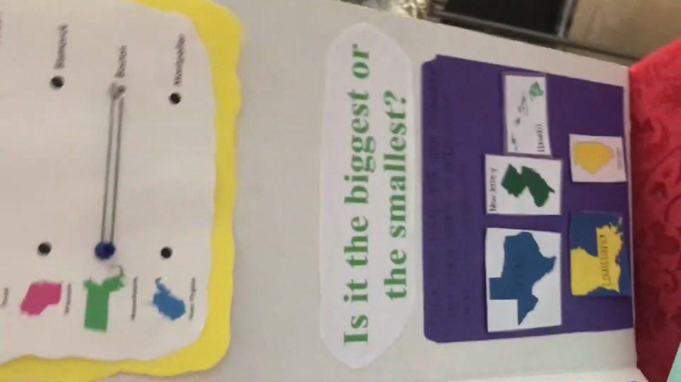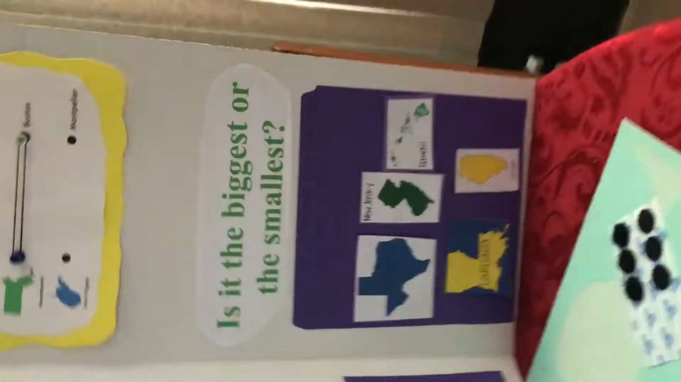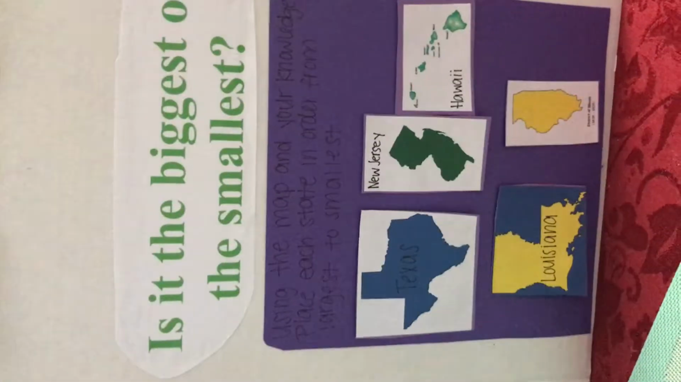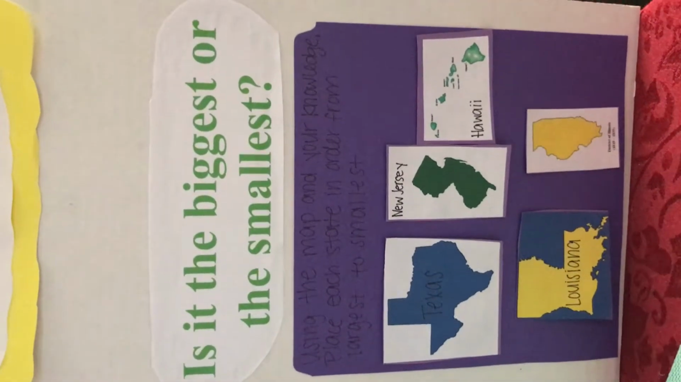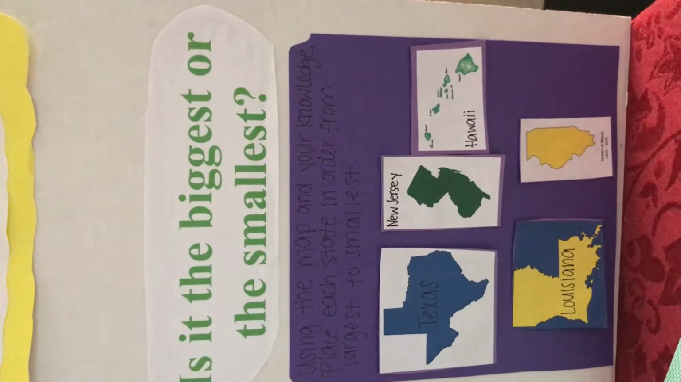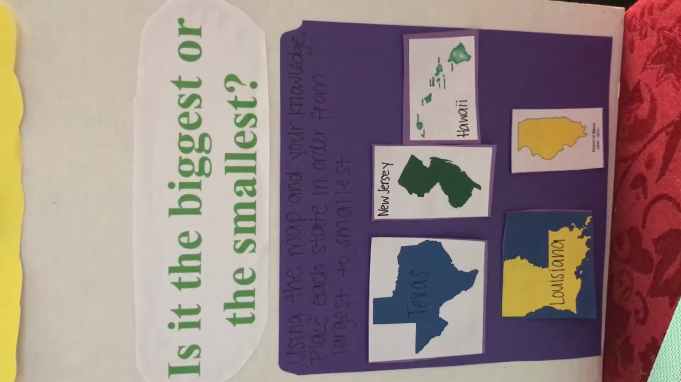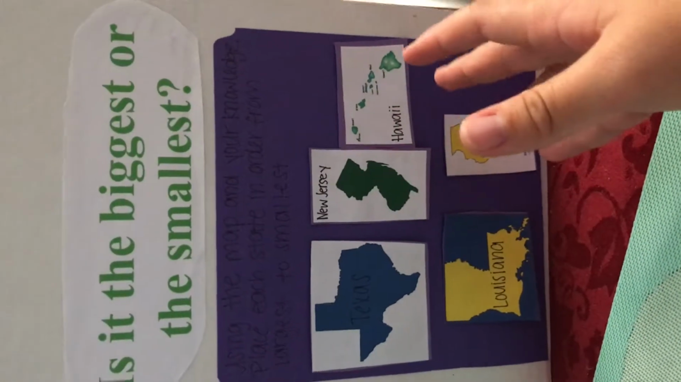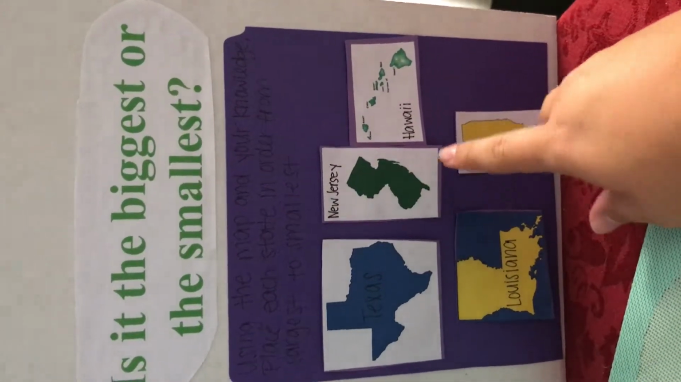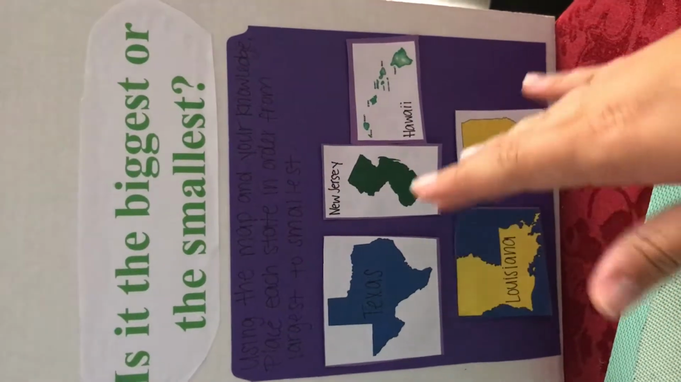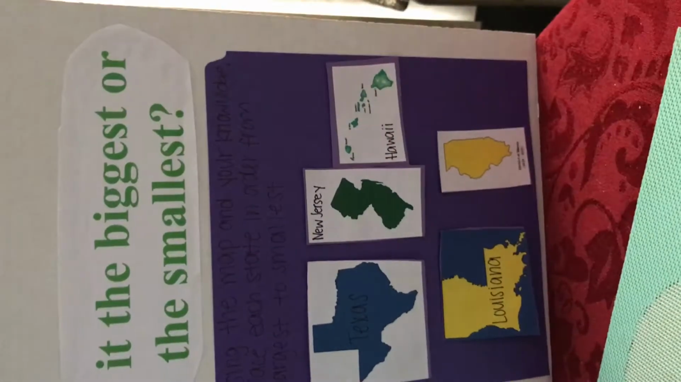The last smaller activity is this one, where it's the biggest or the smallest. The instructions are, I don't know if you can see, it's kind of dark. It says, using the map and your knowledge of what we've learned already in the unit, place each state in order from largest to smallest. The big thing here is these states are not cut to size, obviously. New Jersey is actually really small, but right here it kind of looks like it's even. Clearly Texas is bigger, but it's just a bigger effect.